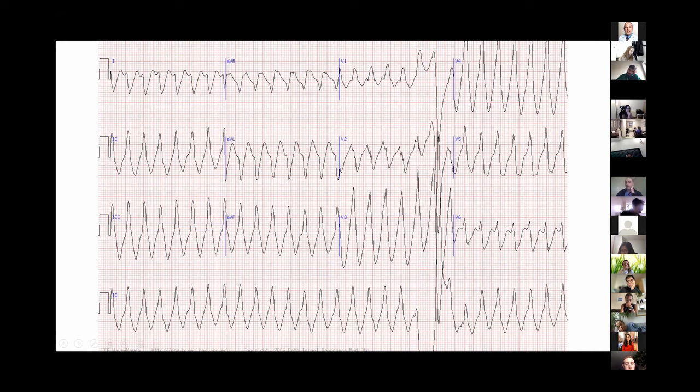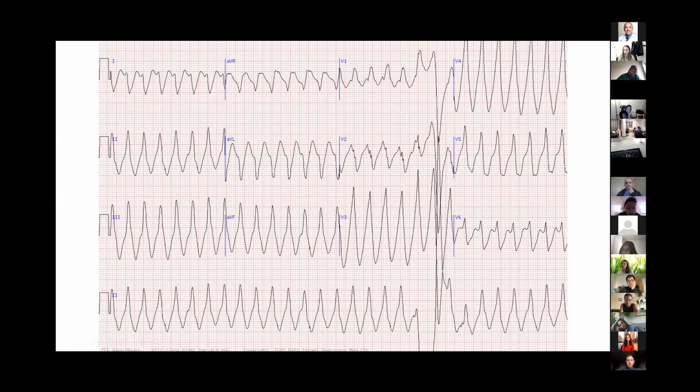Yeah, so the only thing in terms of precordial concordance is that this QRS in V2 is a little bit, I think this would be more of a negative. So technically you don't have the precordial concordance, but continue.